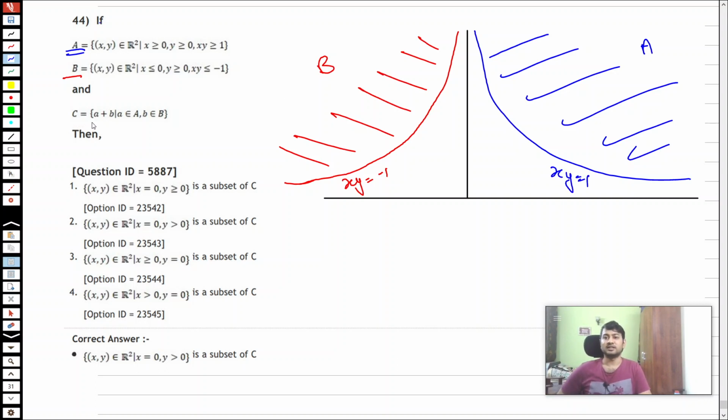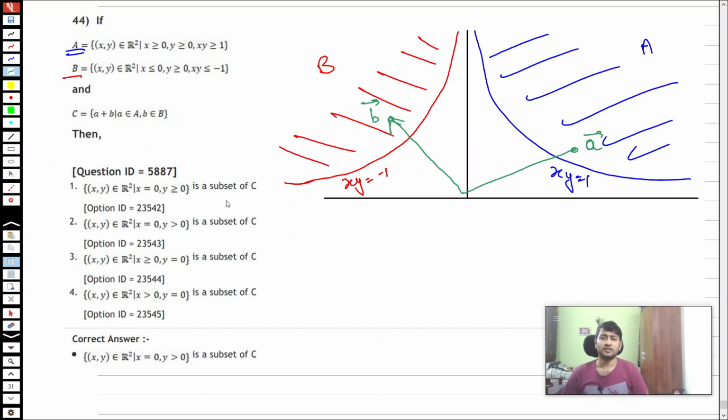Now set C is the sum of two vectors from A and B. So I take some vector B here and I take some other vector A here and I add them up. So I get some new vector C. So C is the collection of sums of vectors from A and B. So what is going to be the value of C?